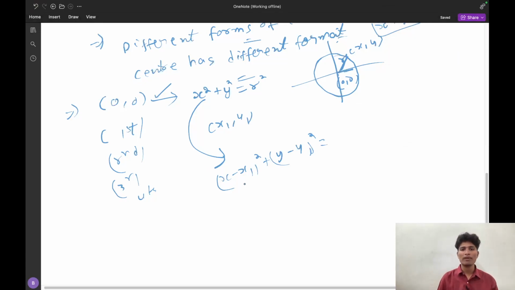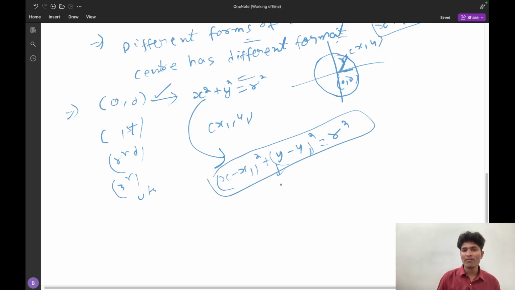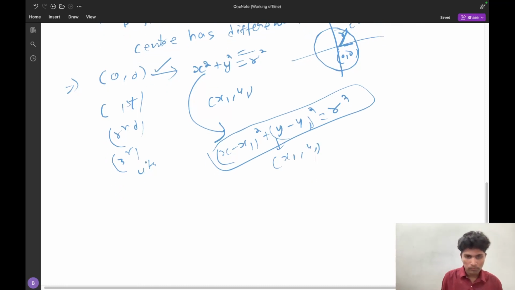So (x − x1)² + (y − y1)² = r². That's it. So here, if we see from this equation, what is the center? It is (x1, y1). And the radius is r here. The radius is not changing. Now the general equation I will discuss.